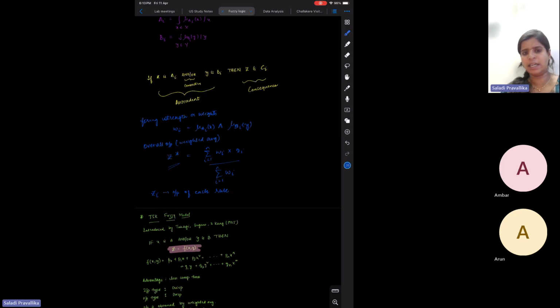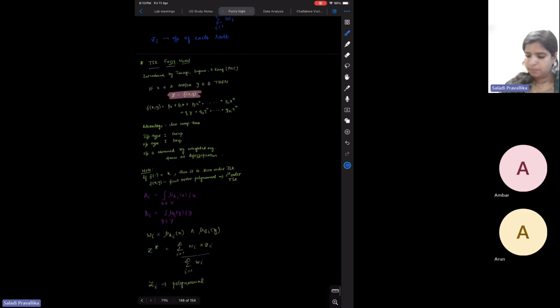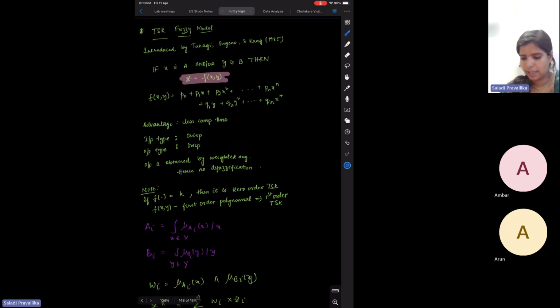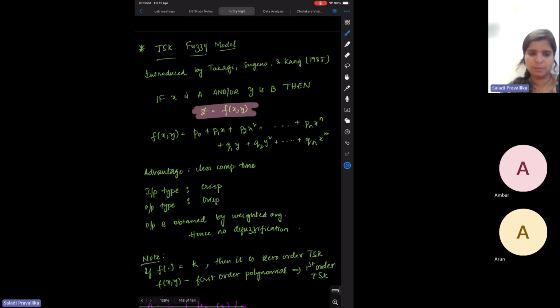So again, here I did not give you all the case studies and all of that. For that, I'd suggest you directly look at the lectures. And the final model that we have is this TSK fuzzy model. So T stands for Takagi, S stands for Sugeno, and K stands for Kang. This TSK fuzzy model was developed by these three people in 1985.